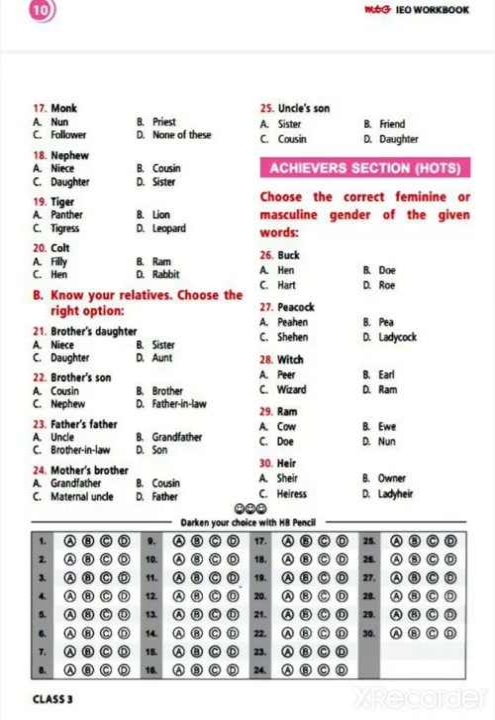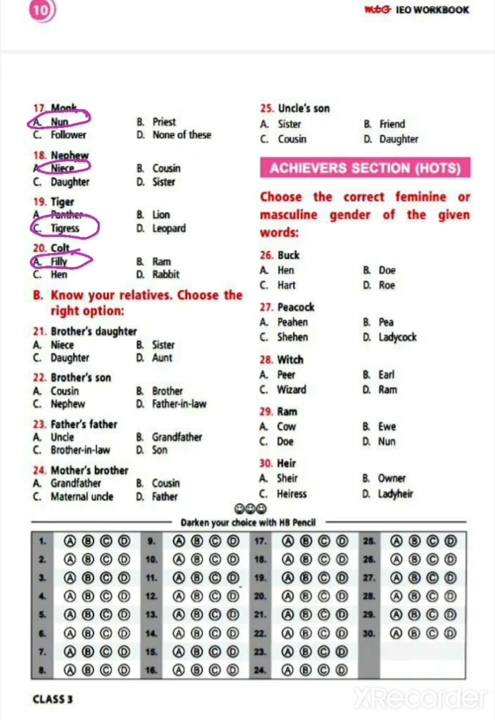So question 17, monk, the opposite gender is A, nun. 18, nephew, the opposite gender is A, niece. 19, tiger, the opposite gender is C, tigress. 20, colt, the opposite gender is A, filly. Now we come to the next part, like the heading of the chapter was gender and relations. So gender we have done, the opposite gender we have chosen from the options. Now we come to the second part, that is relations.